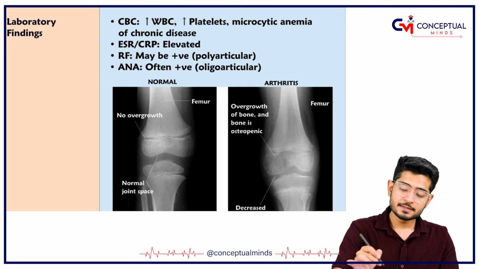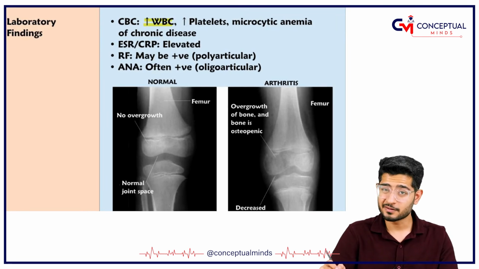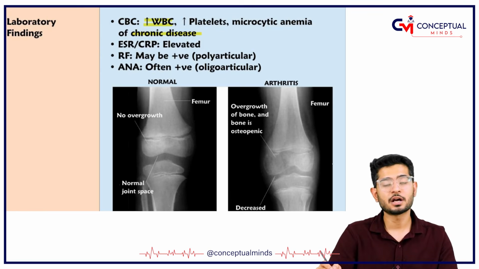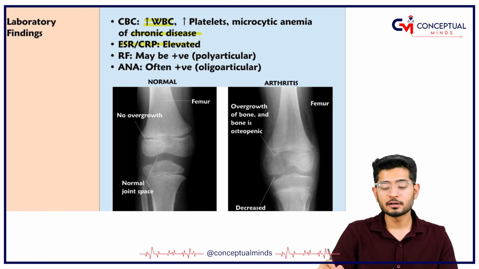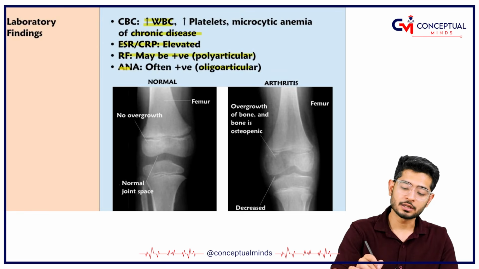In laboratory findings, please understand that there is an increased amount of WBC, because of the inflammation which is going on, and of course there is anemia of chronic disease, microcytic hypochromic anemia. Then ESR and CRP are elevated because of course it's an inflammatory disease. Rheumatoid factor can be present if it is polyarticular, but ANA is present if it is an oligoarticular disease.